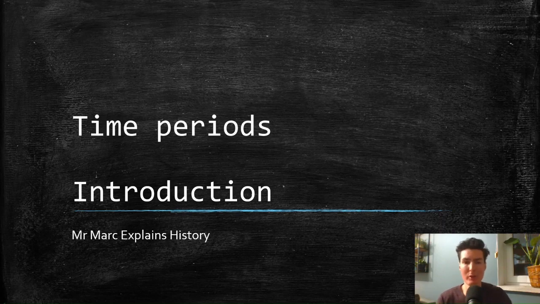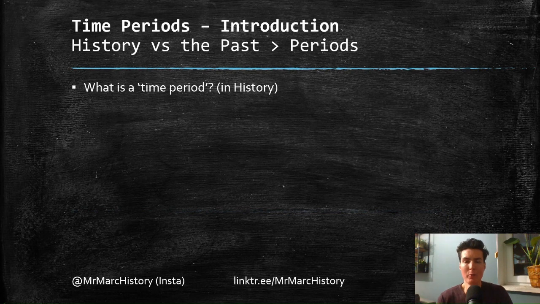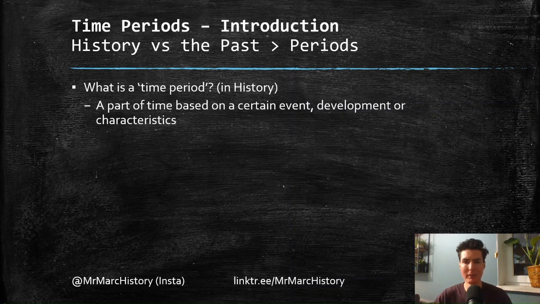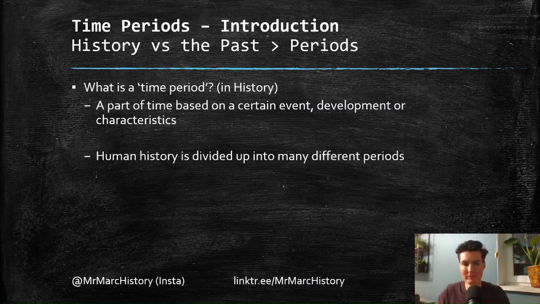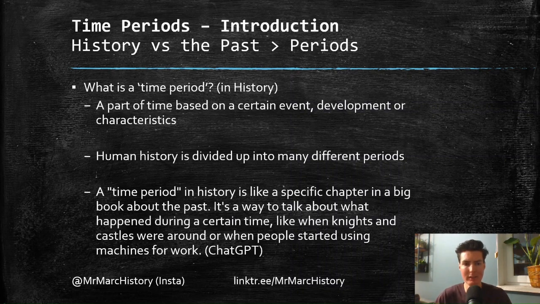So first of all, before we start talking about time periods, what do we actually mean in history when we say time period? I guess for most of you that's an easy question, but we should kind of define this. So a time period is a part of time based on a certain event, development, or characteristics. So human history is long, right? It's like 100,000 BC to now. So in order to make it understandable, we divide it up into many different periods, and that we call time periods.